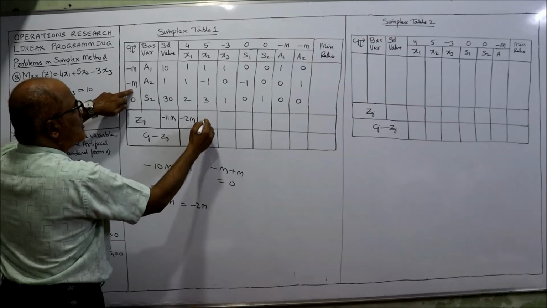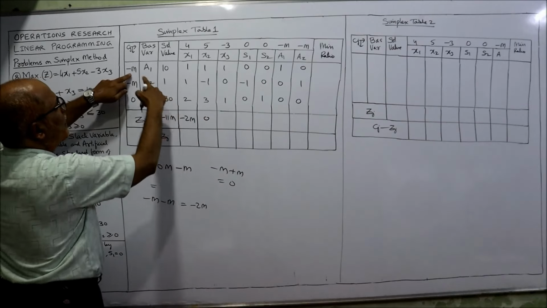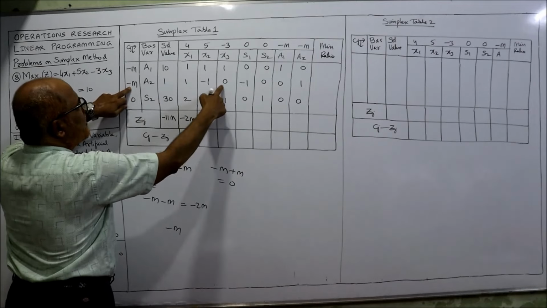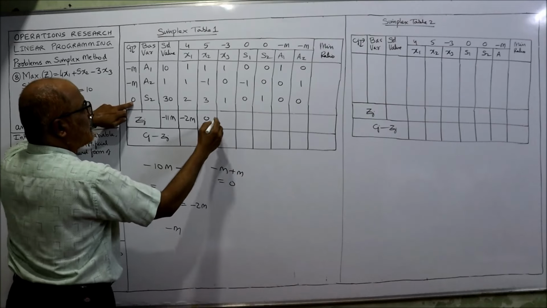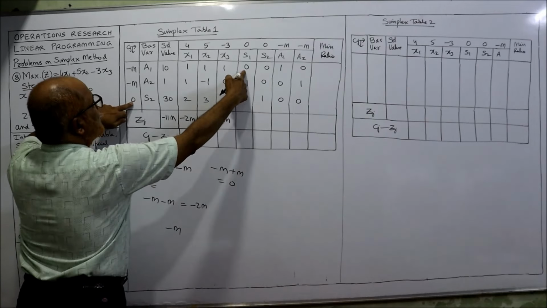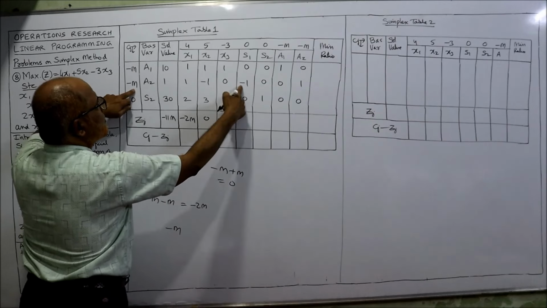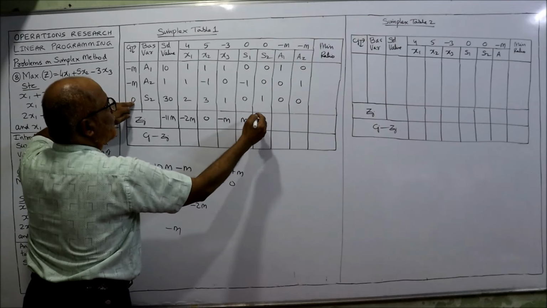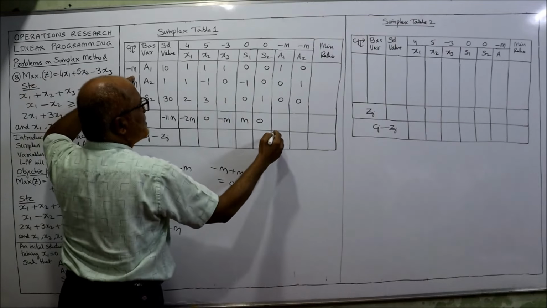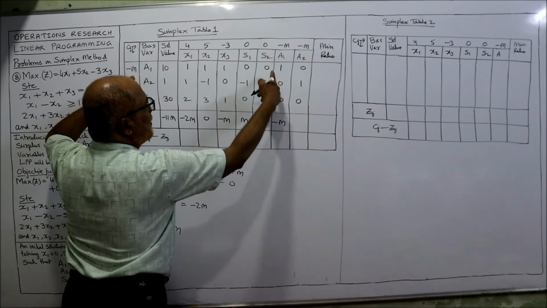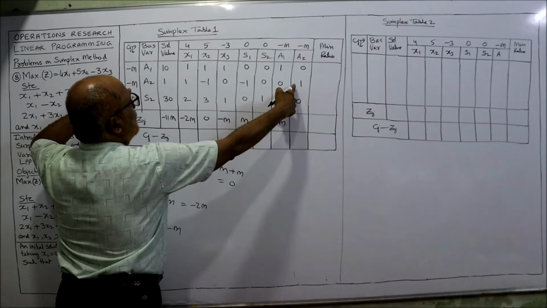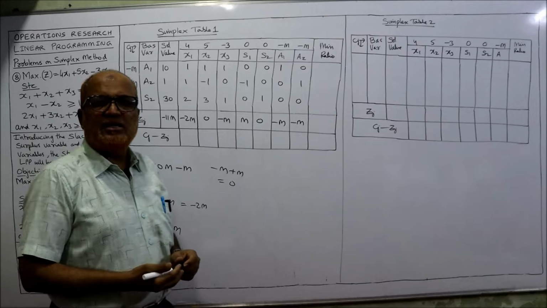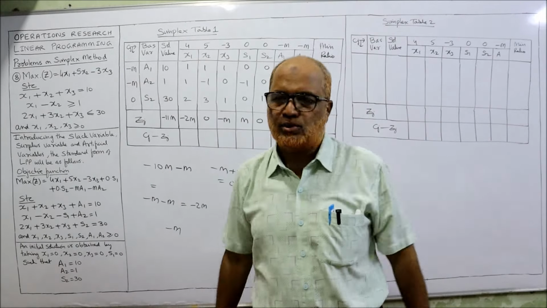0 into 3 is 0. So here comes 0. Here minus m, so here it is minus m. Minus m into 0 is 0, and 0 into 0 is 0. So it will become minus m. Here this one 0, this one 0. Minus into minus will become plus m. Here 0, 0. This one also 0. Here minus m into 1 is minus m. Right? This 0, this 0. Then 0, minus m into 1 is minus m. That's all. These are the Zj values.